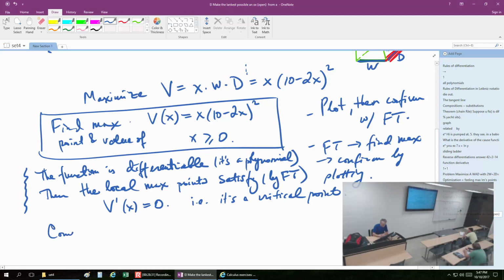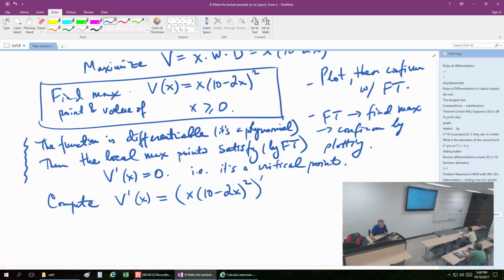So compute the derivative V prime of x equal to, at this point, I am to differentiate x times (10 minus 2x) squared, like this. At this time it is up to you to decide which way you prefer to differentiate, and it might depend on how you have been doing it recently, and methods that you prefer. So how would you do it? You gotta do the product rule. Product rule. So the product rule is a possibility.